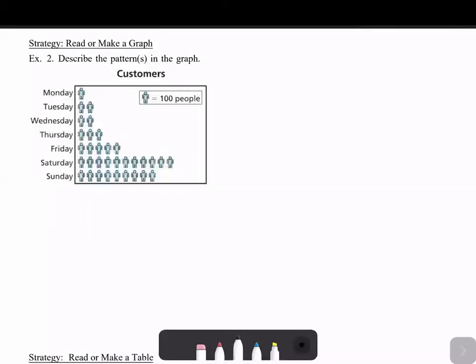Hi again, this is the second video for section 1.1, where we're going to talk about two strategies dealing with tables and graphs. So this first one is going to be about a graph. On page 6 and 7 of the textbook, it talks about the strategy. Specifically, the different types we would ever look at are line graphs, bar graphs, picture graphs, and circle graphs.